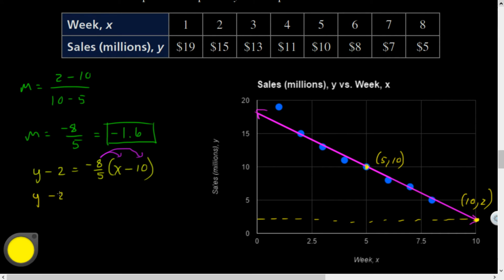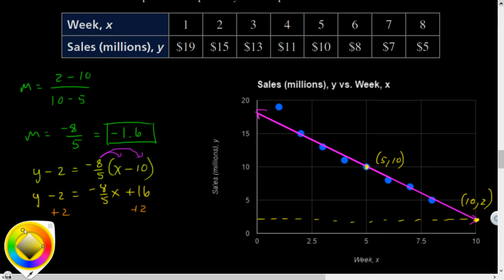Right, I think I gave you enough space for that. So I'll have negative 8/5 x minus, let's see, 10, or actually it's going to be plus. 10 divided by 5 is 2, multiplied by 8. 2 times 8 is 16, and a negative times a negative is positive. All right, and then I will add 2 to both sides.